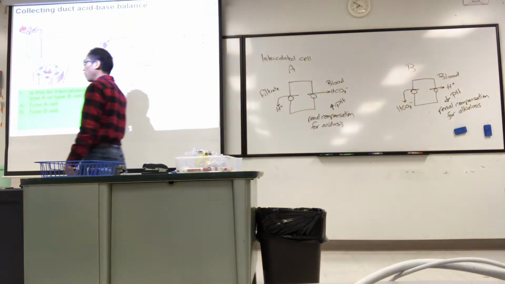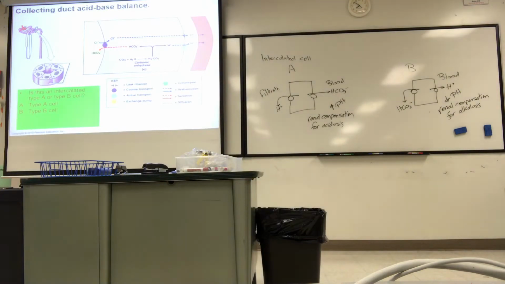So if I show you any cell, and you can figure out which side's the filtrate, which side's the blood, well, you should be able to answer that question. Is that cell an A or B? It's a B. You're excreting the base. Okay. So those are the intercalated cells. They work one way or the other. And we'll get back to acid-base balance. I do want to kind of end with that. We'll talk about some clinical cases of using blood values to figure out a cause of an acid-base imbalance.